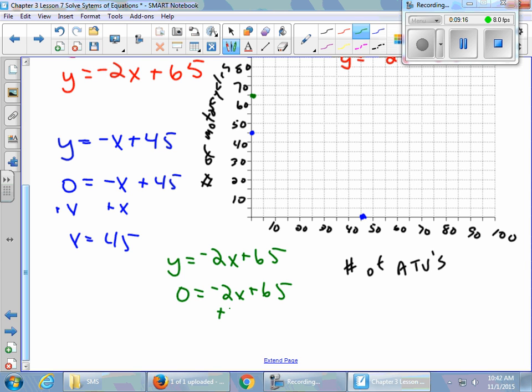Let's get x positive. We'll move x to the other side. That gets us 2x equals 65. Divide by 2, and we're going to get about 32 and a half. 32 and a half, right about there. So now we'll match up our lines as best we can.